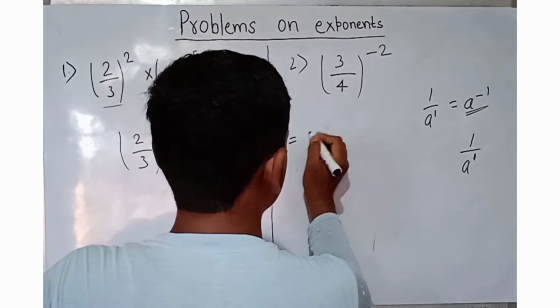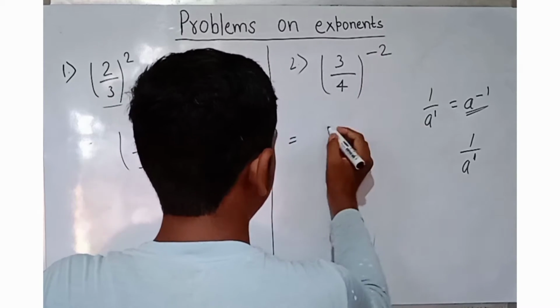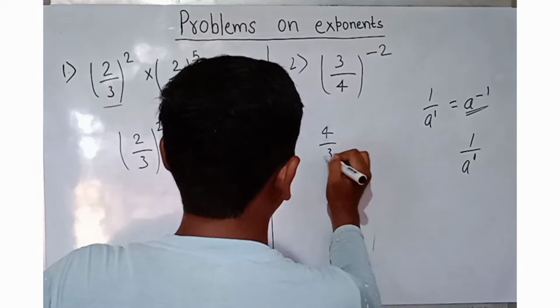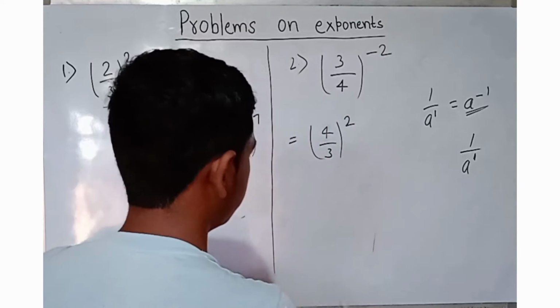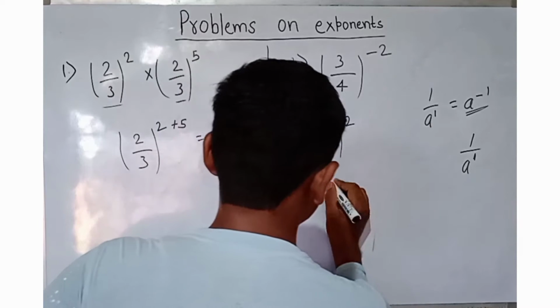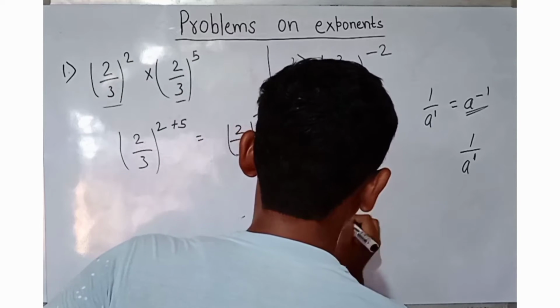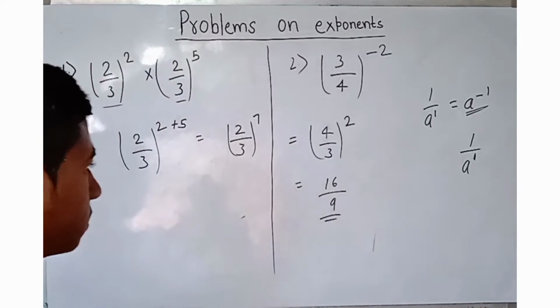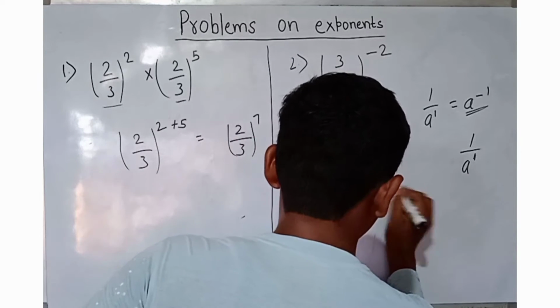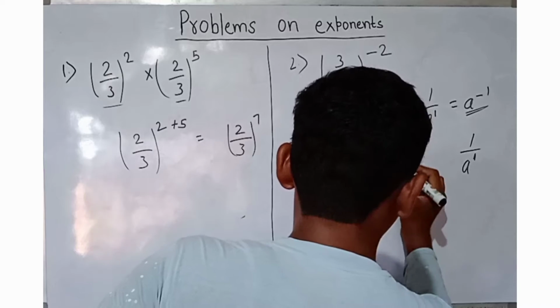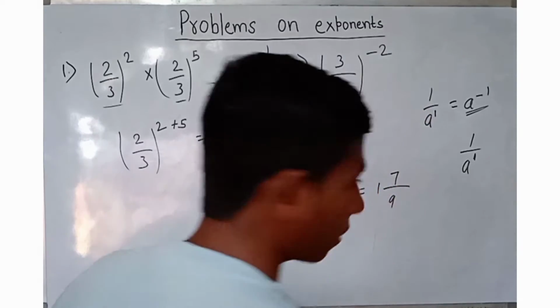When we reciprocate, it will be 4 by 3, and the power will be positive 2. Then it will be 16 by 9. This is your answer. Or, if you change it, 1 and 7 by 9.